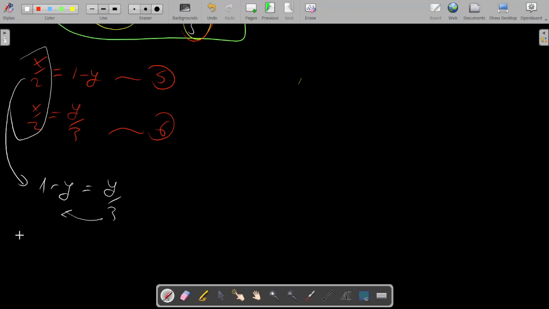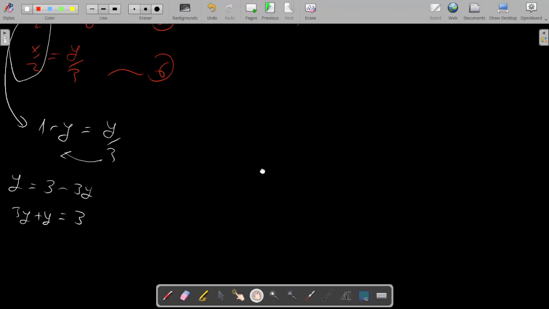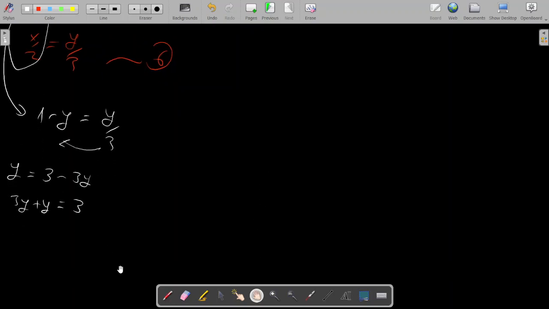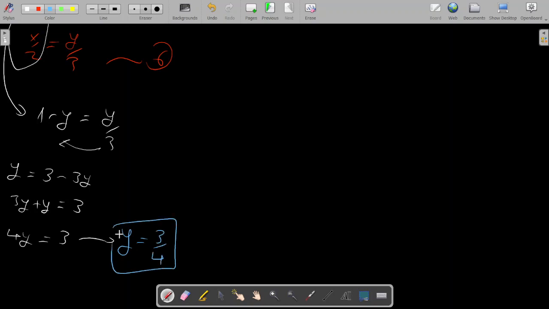It means that y is going to be equal to 3 minus 3y. So 3y plus y is going to be equal to 3. It means that 4y is equal to 3, and from this I know that y, the variable that I'm dealing with, is equal to 3 over 4. This is the first thing.